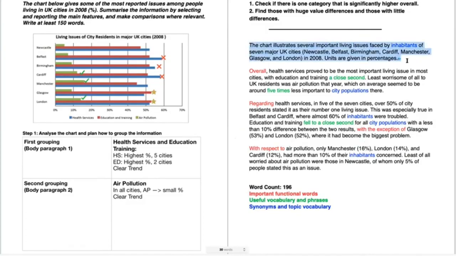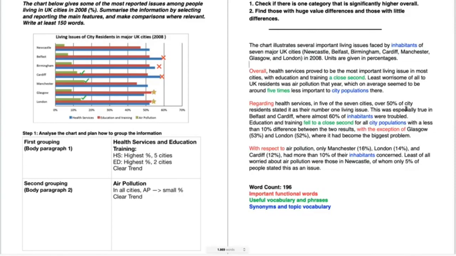Now you'll see here that I just paraphrased what we see in our prompt. And it says, the chart illustrates several important living issues faced by inhabitants of 7 major UK cities. And I've listed the cities in 2008. Units are given in percentages. So I have used the word inhabitants quite a bit in this essay, just because it's a great way to say people who are living in various cities. They live there, they are inhabitants.